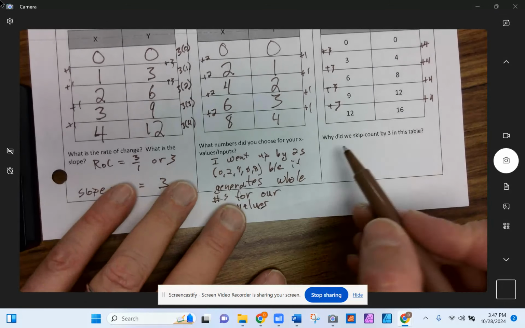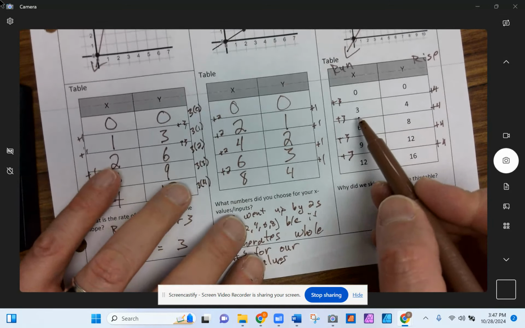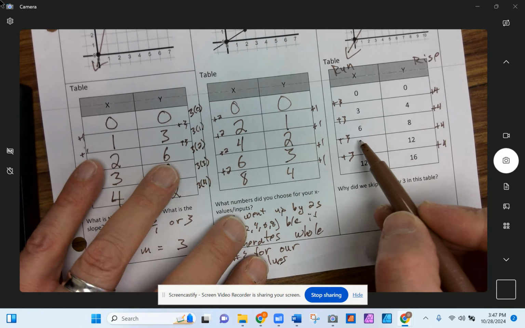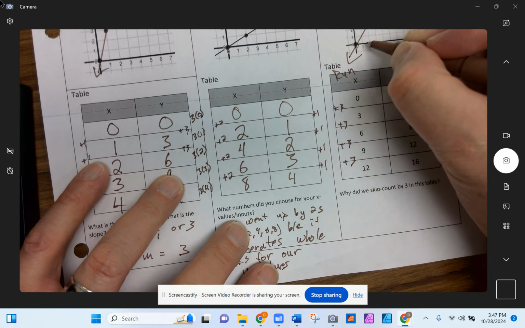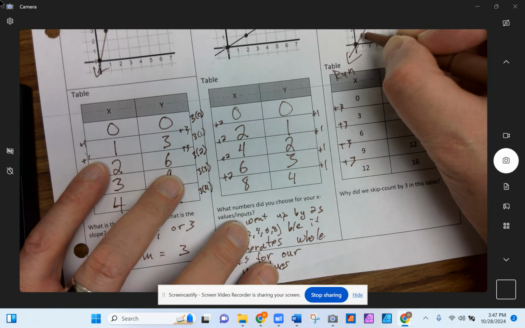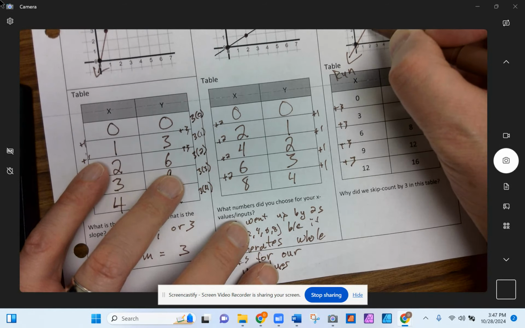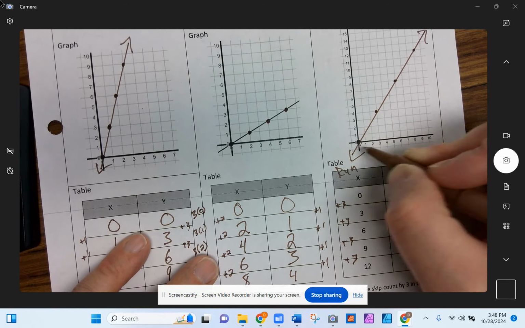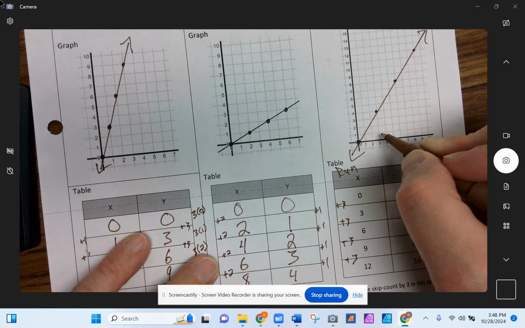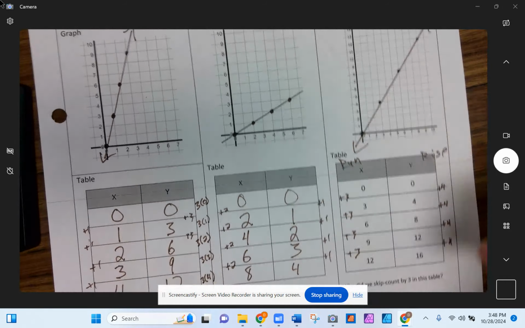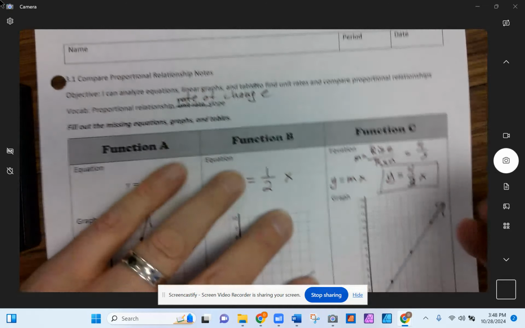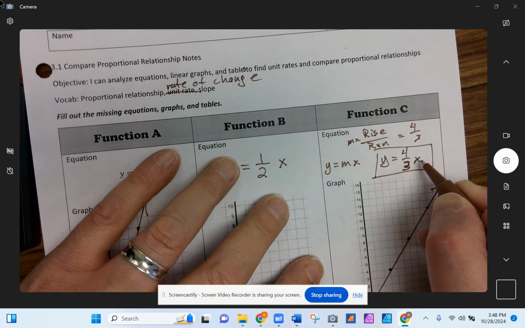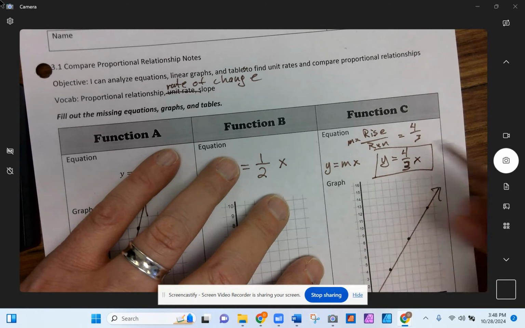Why did we skip count by 3 in this table? Well, if we did other numbers, we would get fractions. If I go over by 1, it's actually up by 1 1/3. And if I go over by 2, it's kind of in the middle. 3 gets us a whole number. Okay, so we skip count by 3's, because that gives us a whole number. When we plug those multiples of 3 in here, the 3 on the bottom will get eliminated and give us a whole number.